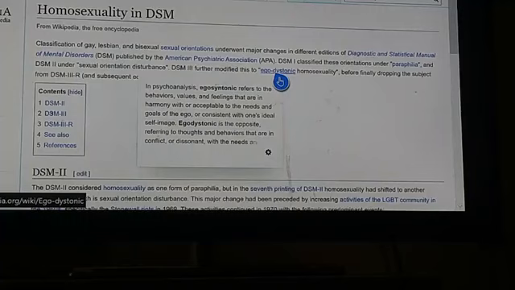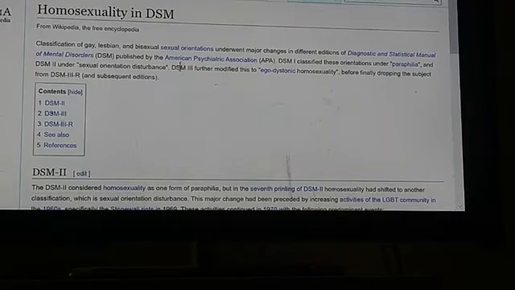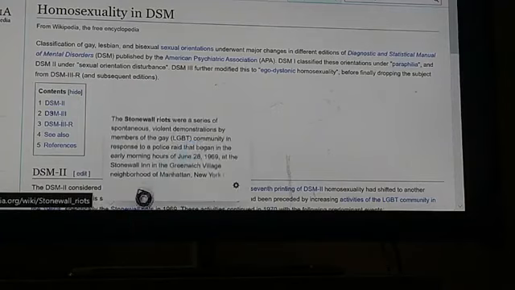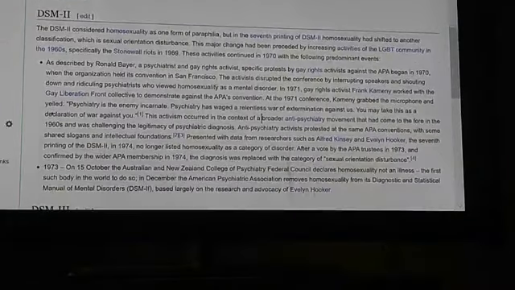So here, because people are victim to it, you have the psychiatrists of the time labeling homosexuality as an ego dystonic thing, right? Before finally dropping the subject from DSM-3R, right? All right, so now let's backtrack a little bit. Let's just see what they wrote here, right?